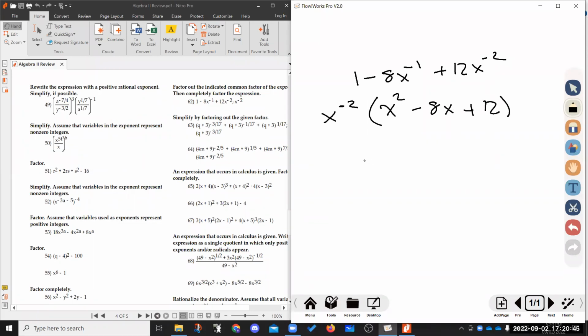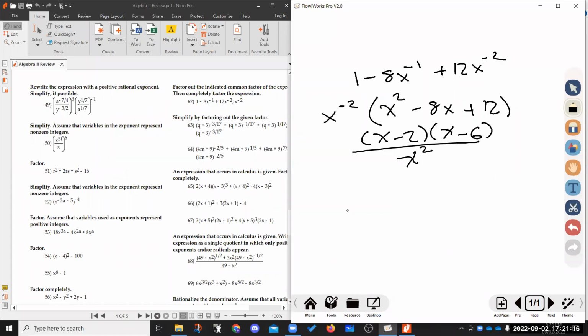Now they want us to keep factoring this, so we're going to write that over x squared. This is going to be x and x. Factors of 12 that add to be negative 8 are going to be negative 2 and negative 6. And we're done. We're going to do a whole lot of this in calculus because we need to get everything in factored form in the numerator and denominator. So we're going to factor out the negative exponents like this.